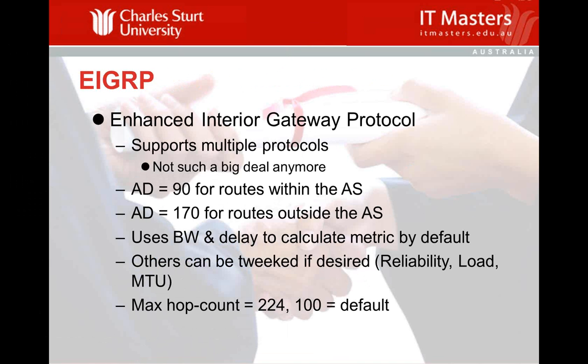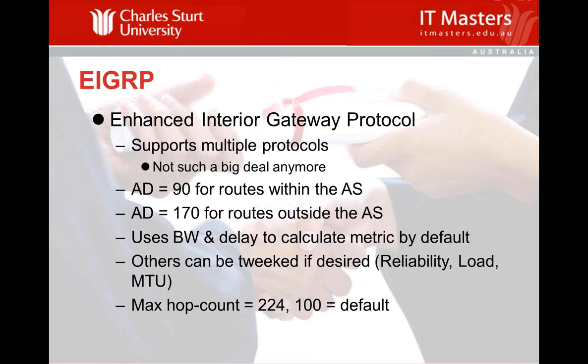Okay, so EIGRP also supports multiple protocols, which isn't such a big deal anymore, but it will support IP, IPX, and AppleTalk routing. Now, EIGRP, for the purposes of the CCNA exam, does not support IPv6. So if there's any EIGRP questions, and it's unlikely they're going to try and trick you, but if there's any EIGRP questions in there related to IPv6, those answers are invalid. It doesn't work with IPv6.